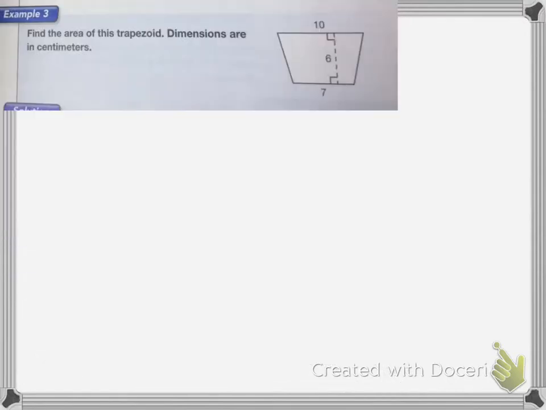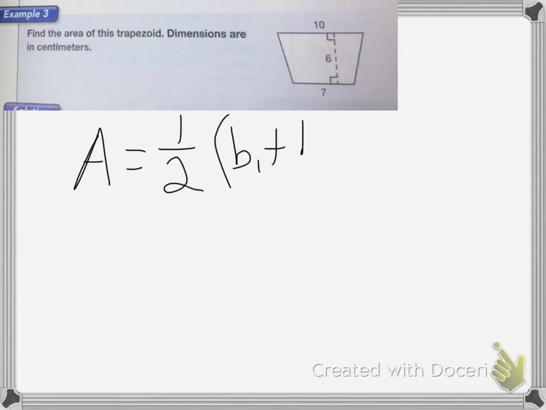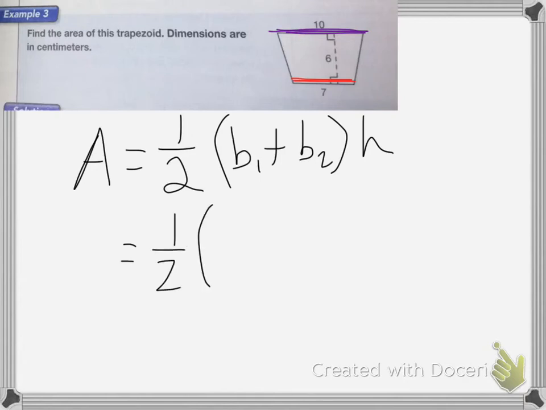With this one, we need to find the area of the trapezoid, and the dimensions are in centimeters. So the area of the trapezoid is equal to 1/2 times base 1 plus base 2, and then I multiply that whole thing by the height. The two bases are the two parallel bases. So base 1 is going to be the bottom, and base 2 is going to be the top. If I put those numbers in, I'm going to have 1/2 times base 1, which is 7, plus base 2, which is 10. And I'm going to multiply that by the height, which is 6, because the height has to be perpendicular.